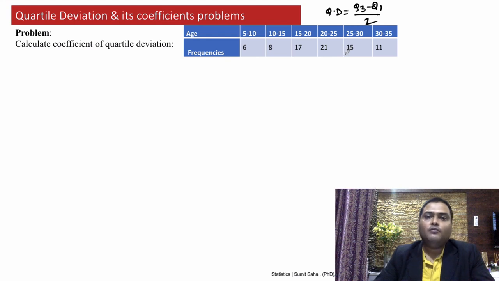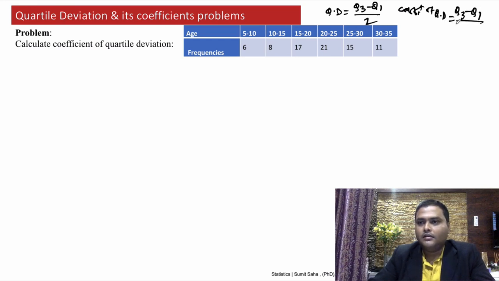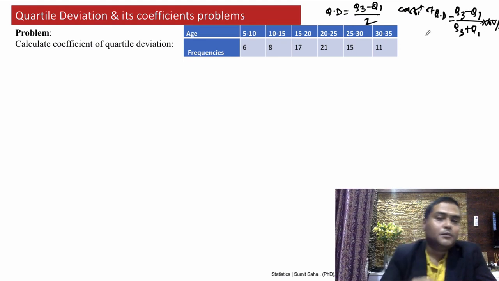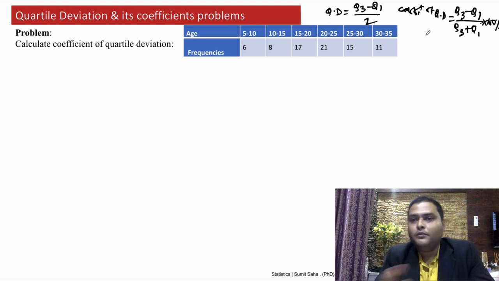And what is the formula for the coefficient of quartile deviation? The coefficient of QD is nothing but Q3 minus Q1 divided by Q3 plus Q1, multiplied by 100%, right? So this is the formula for the coefficient of quartile deviation. Now let's take this problem, we'll solve it and it will be clear.